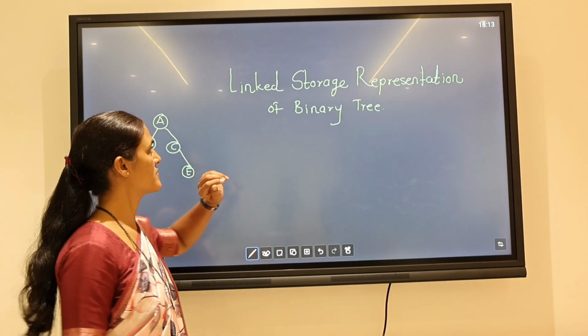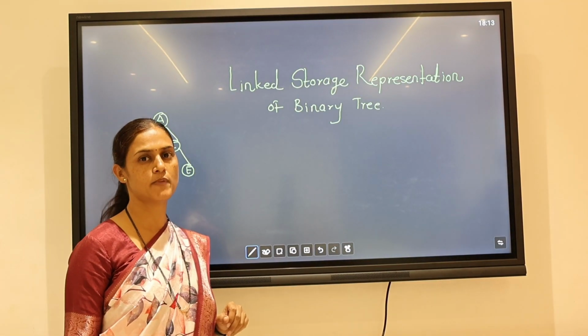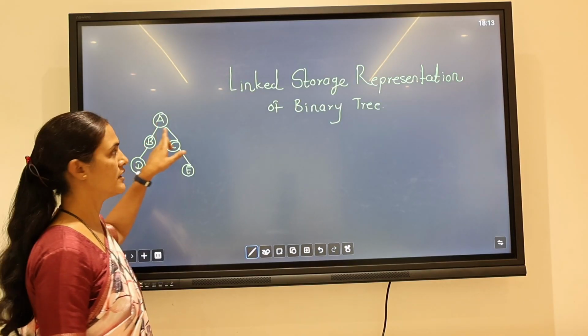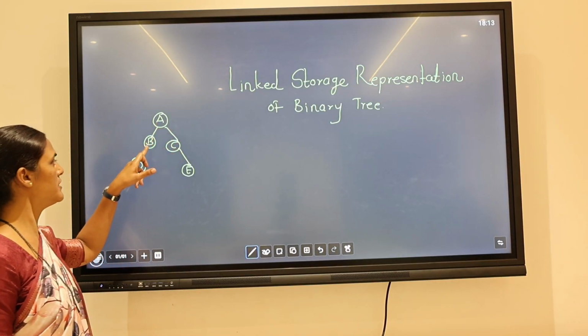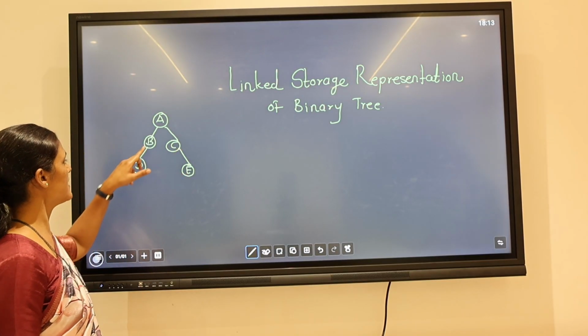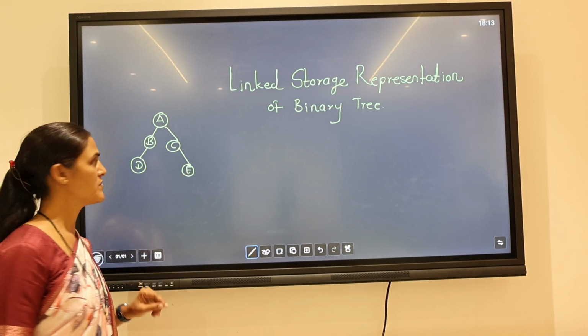We are going to see about linked storage representation of binary tree. So suppose this is a tree where A is the root node, B and C are its left child and right child, D is the left child of B while E is the right child of C.